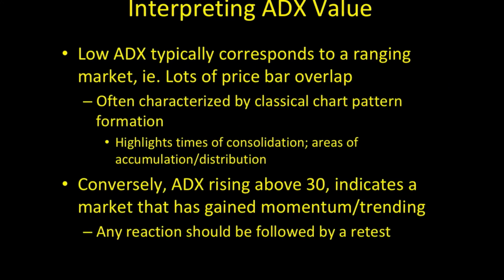So furthermore, along interpreting it, a low ADX, as stated just now, is going to correspond to a ranging market, so lots of price bar overlap. And this is often characterized by your classical chart pattern formations, your pennants, flags, triangles. So these are times of consolidation, right, where accumulation or distribution is occurring.